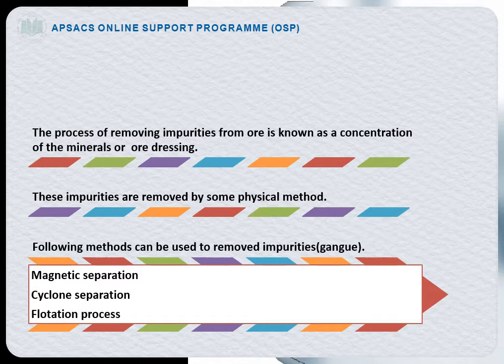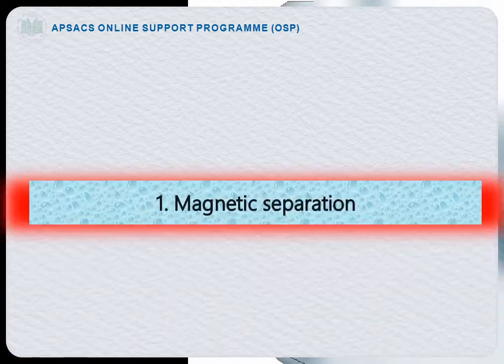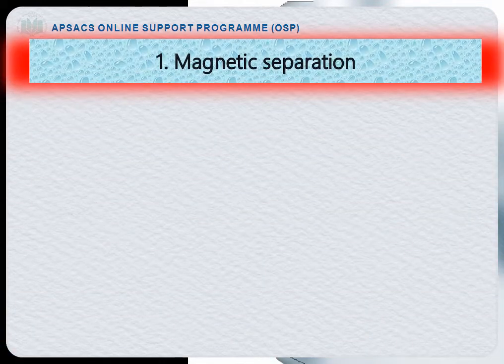The following methods can be used to remove impurities or gangue. The first one is magnetic separation, second one is cyclone separation, and the third one is the flotation method. These were the concentration of the ore, that is, removing impurities from the minerals through some physical method, and 3 methods we discussed: magnetic separation, cyclone separation and flotation. Next, first in concentration of the ore was magnetic separation.